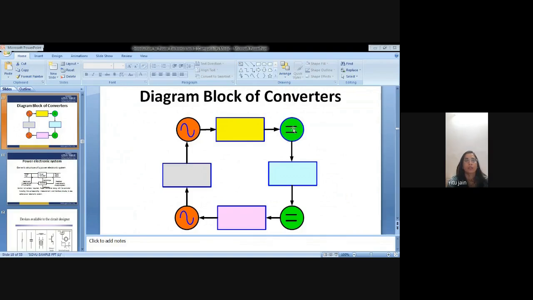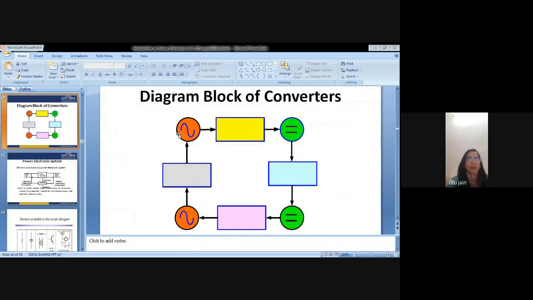Second conversion, you can convert DC to DC by using power electronic devices. Then DC to AC. Then again AC to AC. So by using these power electronic devices, you can easily convert from AC to DC, DC to DC, DC to AC, and again AC to AC. So this is the block diagram of a converter, which always uses power electronics devices.